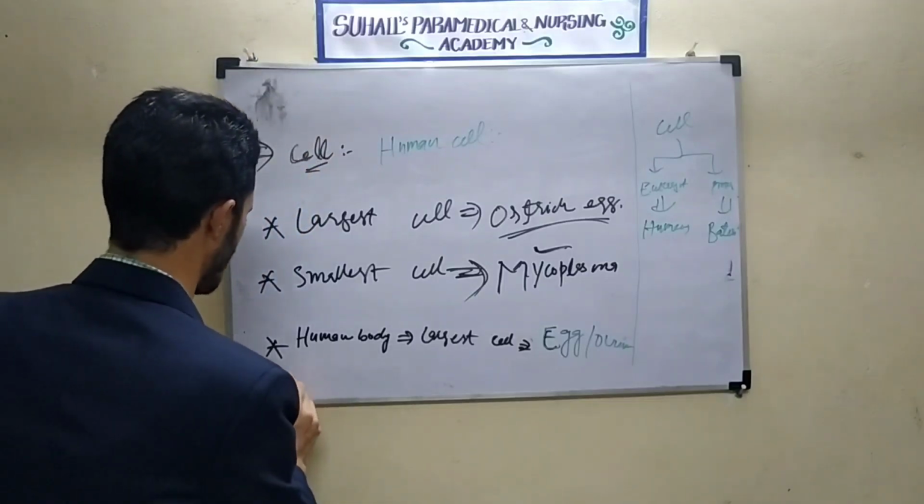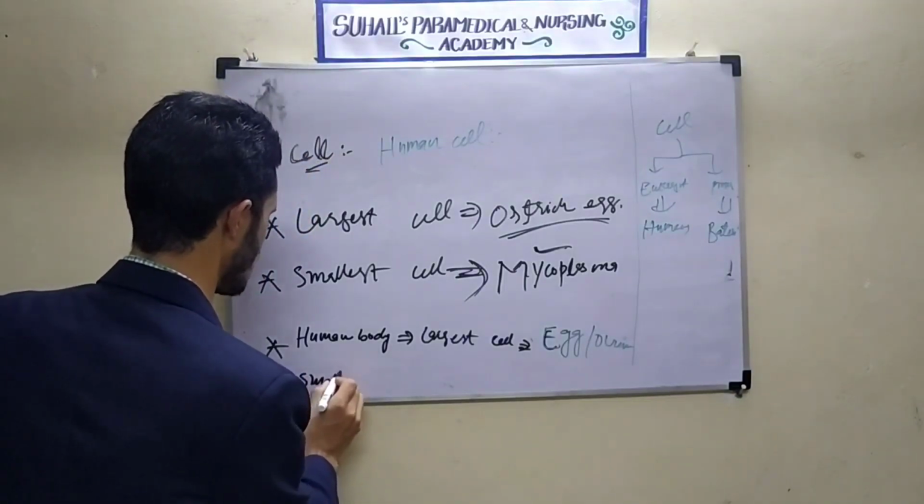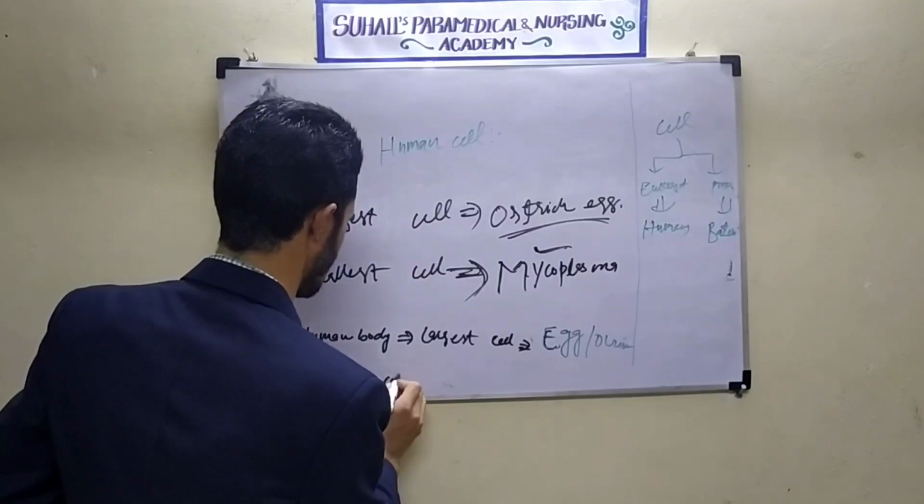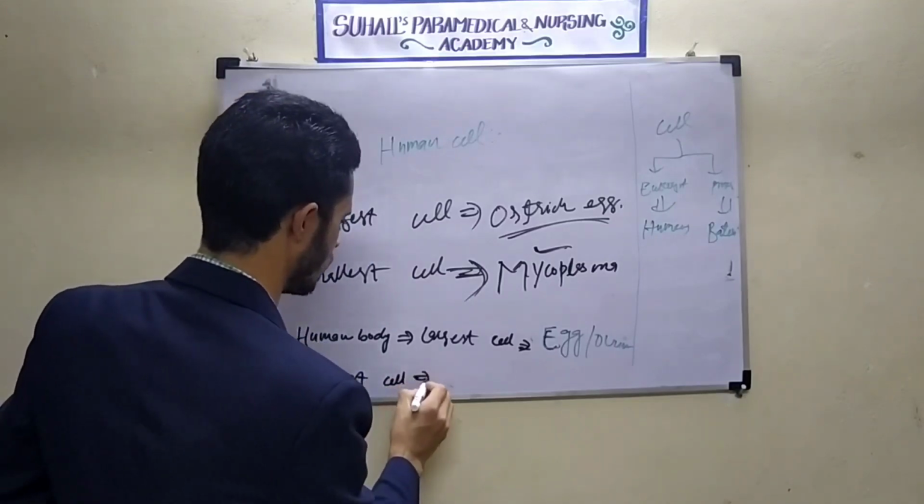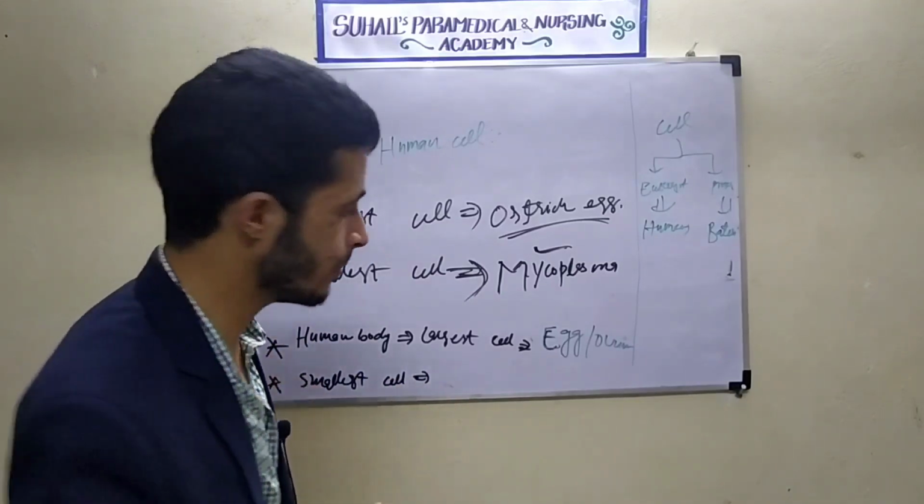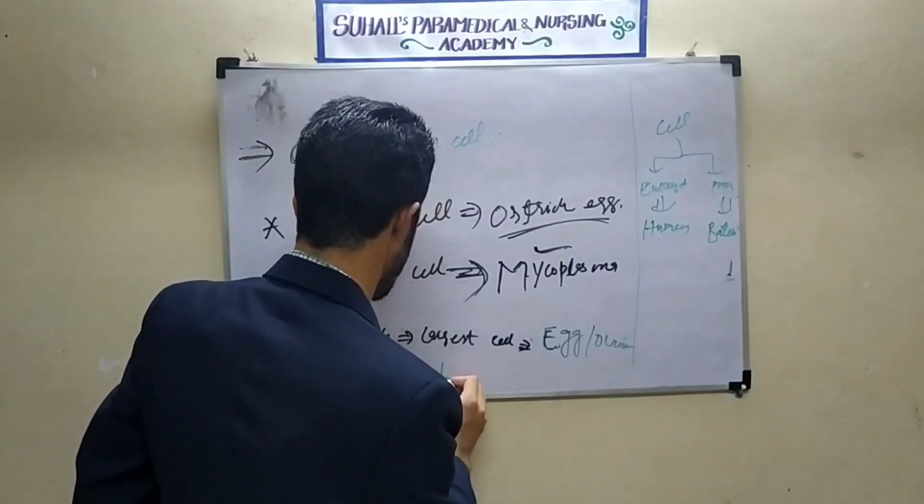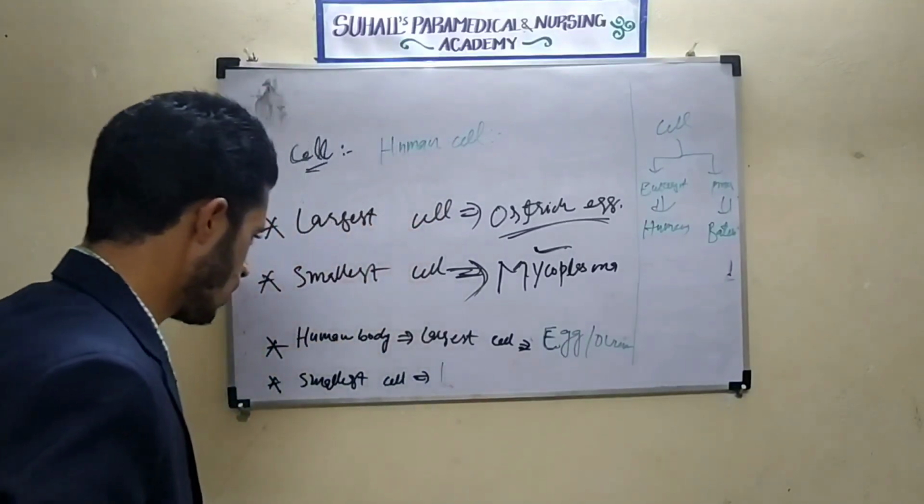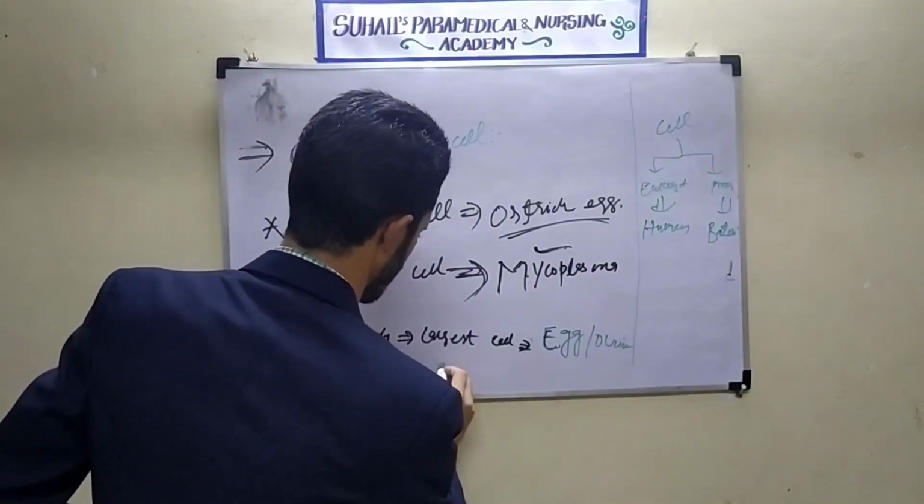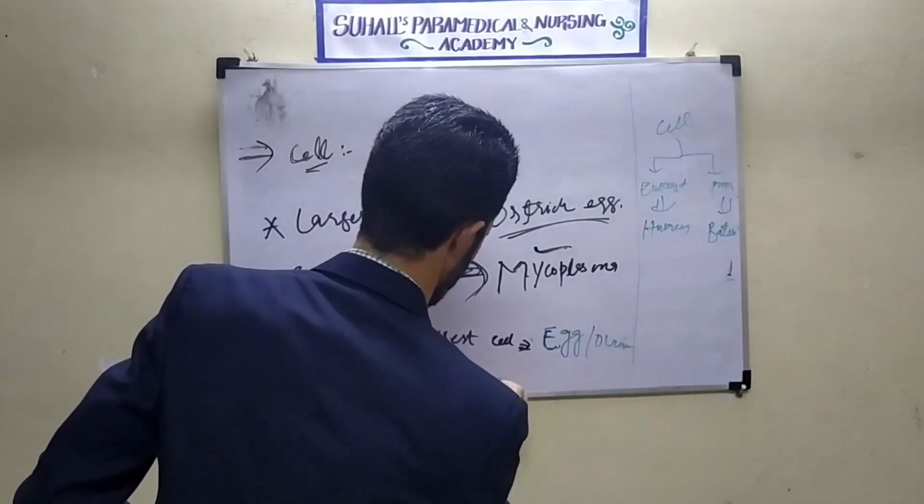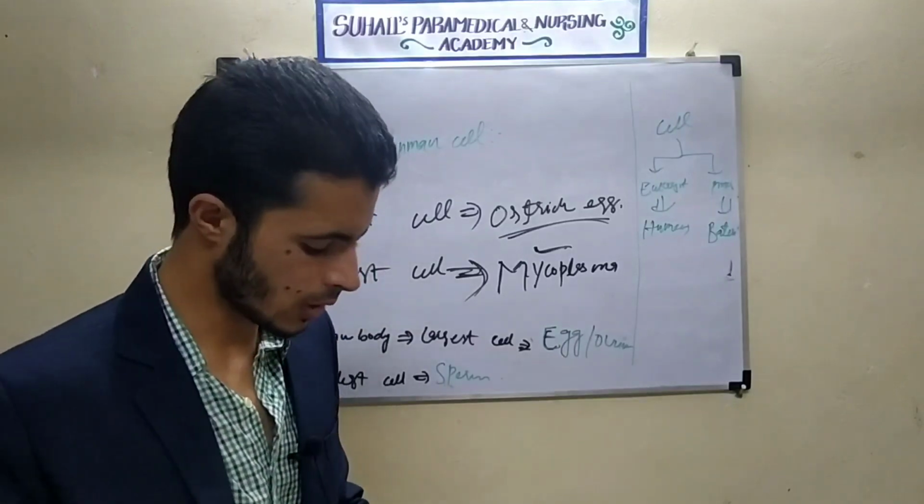And if we talk about the smallest cell in the human body, I am saying these two points are for the human body. The smallest cell will be the sperm. Sperm is the smallest cell.